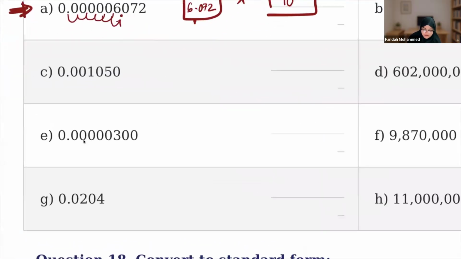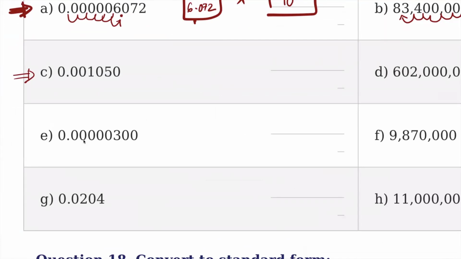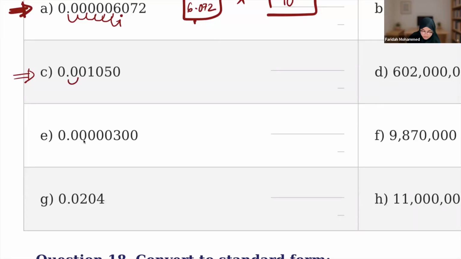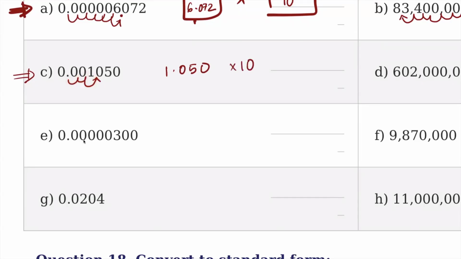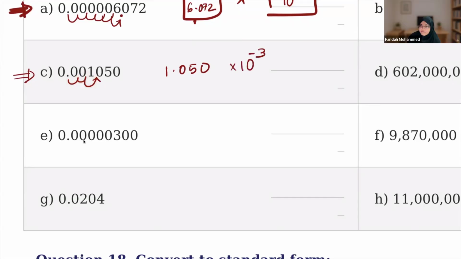Kirtana, do you want to help me with C? Yeah. Okay, what do we do? So first the number, well, you have to go back 3 times to 1.050. Okay, 1, 2, 3. The decimal should be between 1 and 0. So you have 1.050. So it's how many times? 3 times. And that's going back, so it'd be 10 to the negative 3. Good. Okay, good job. Anyone have any question?